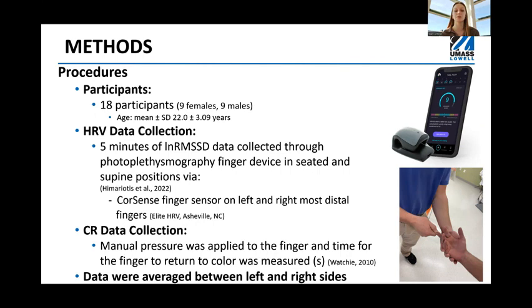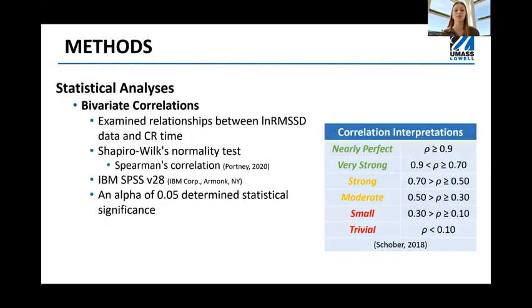Using the calculated averages, bivariate correlations were run to examine relationships between lnRMSSD data and capillary refill time. A Shapiro-Wilk test for normality was used, and due to the skewed distribution, a Spearman's correlation analysis was performed. IBM SPSS software was utilized to conduct all statistical analyses. An alpha of 0.05 was used to determine statistical significance. Interpretations of the correlations can be seen in the graph to the right.